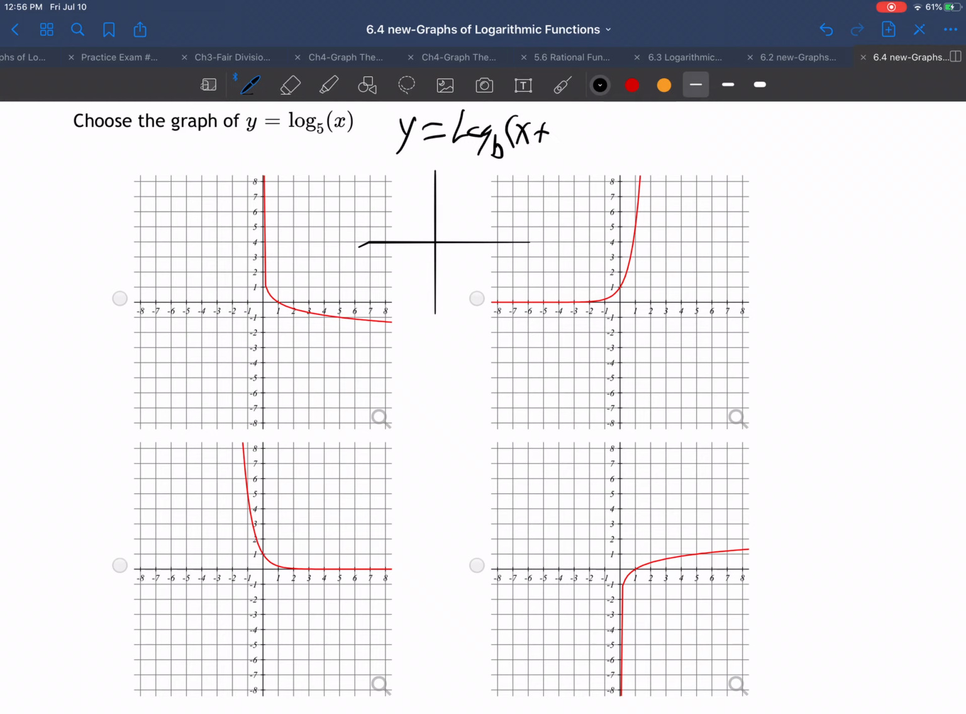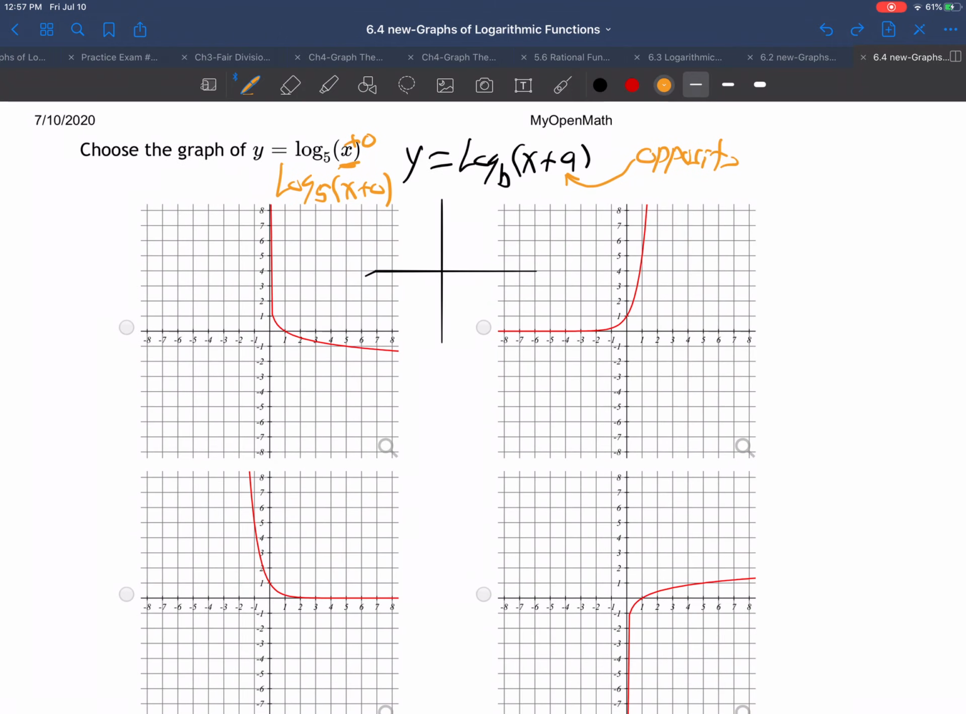Whatever's in the parentheses, and I know we have nothing in the parentheses here, which really means we have plus 0. This is log base 5 of x plus 0. Whatever's in there with the x, the opposite of it, so negative a, is the vertical asymptote. For a log function, the opposite of the number next to x is going to be the vertical asymptote.